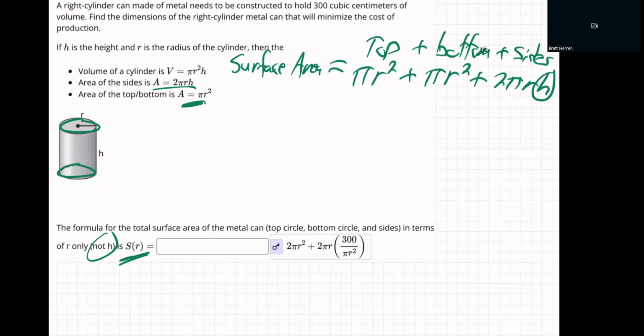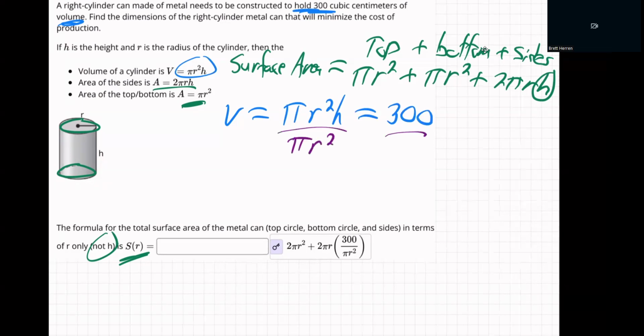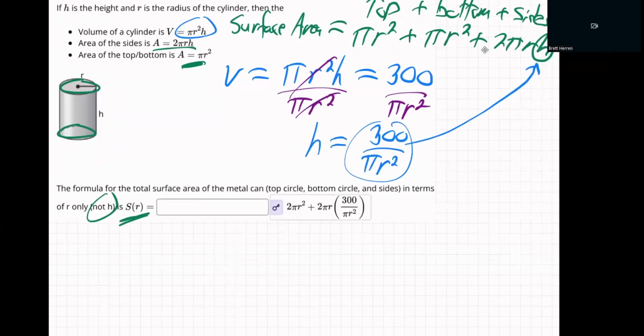Well, we have another relationship we haven't used yet. It says to hold that much volume. So we say, oh, the volume, which is right there, pi r squared h must equal 300. So you see what we can do, right? We solve for h here, divided by pi r squared. Boom, boom. We get h equals 300 over pi r squared, and we plug that in right there for h.